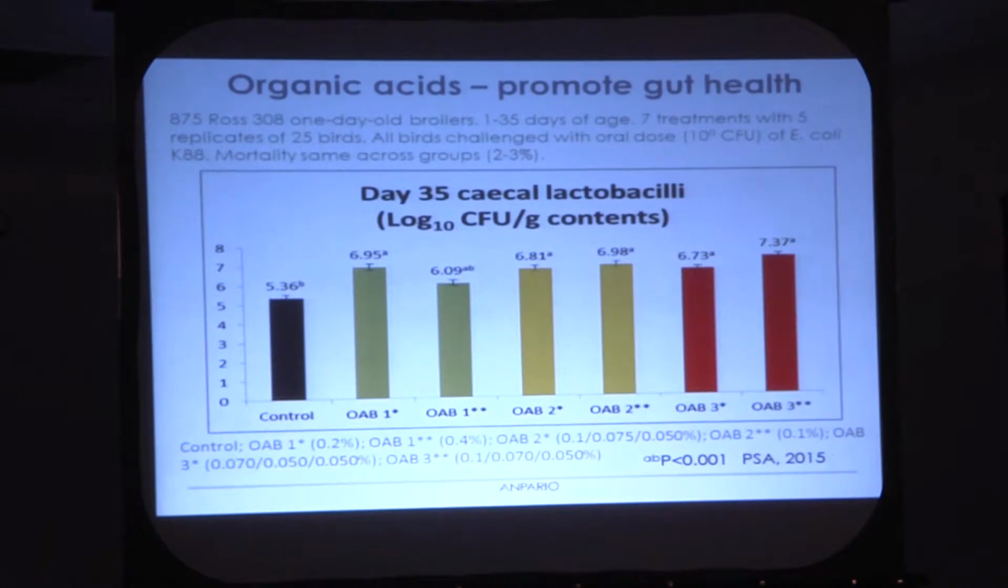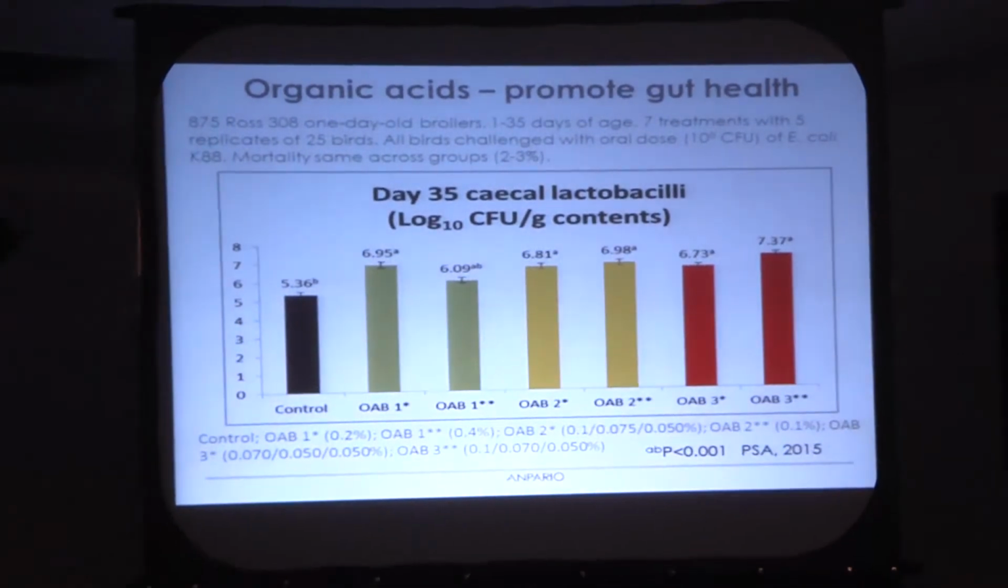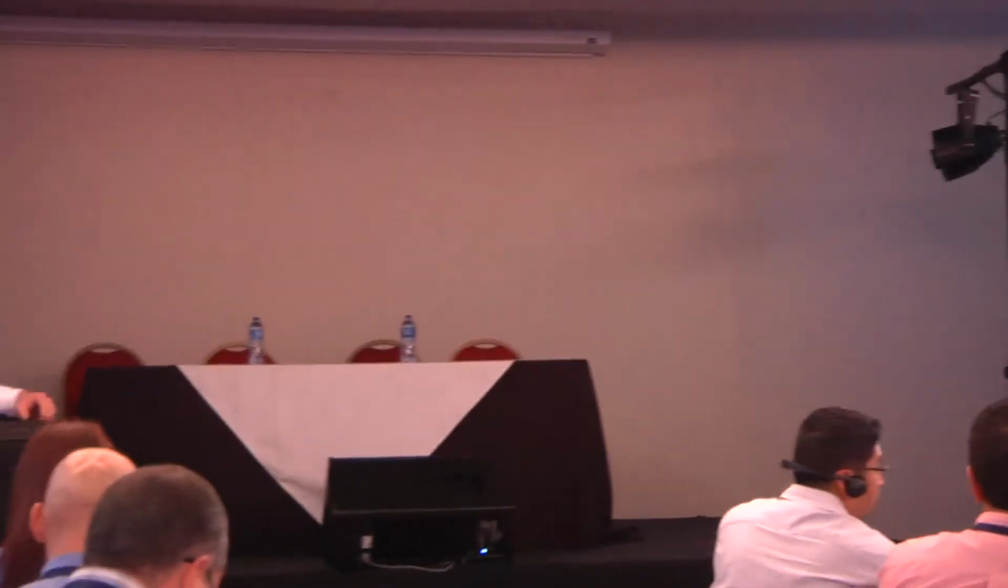There won't be too many production sites, broiler production sites or other ones, that do not experience some degree of subclinical E. coli challenge at particular times during the production cycle, and so the ability of organic acids to be effective against E. coli and promote lactobacilli is very beneficial.